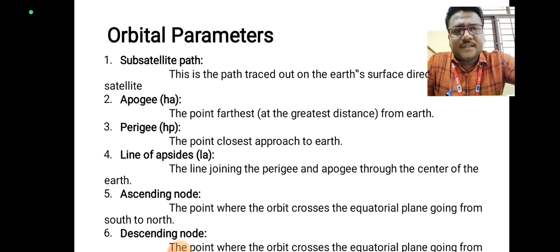The ascending node is nothing but the point where the orbit crosses the equatorial plane going from south to north. When we move from south to north, the imaginary line drawn is known as ascending node. Descending node is the inverse of the ascending node, that is the point where the orbit crosses the equatorial plane going from north to south.